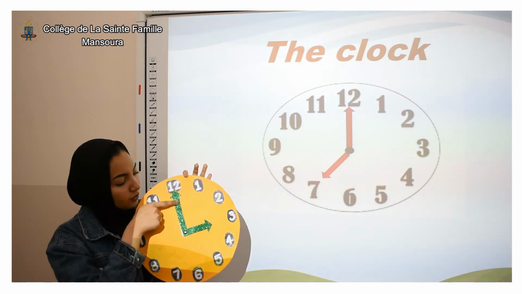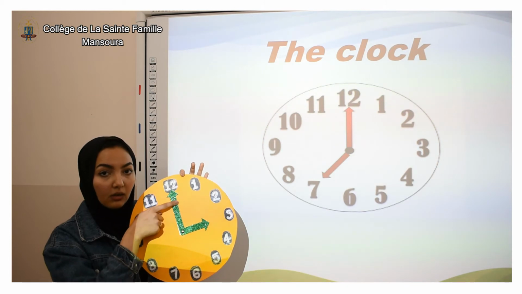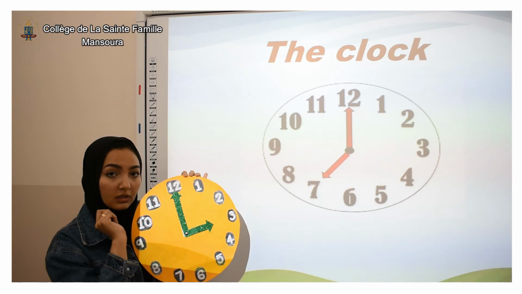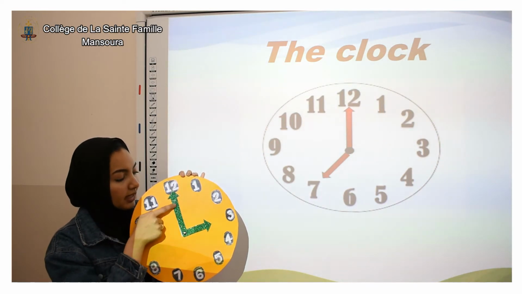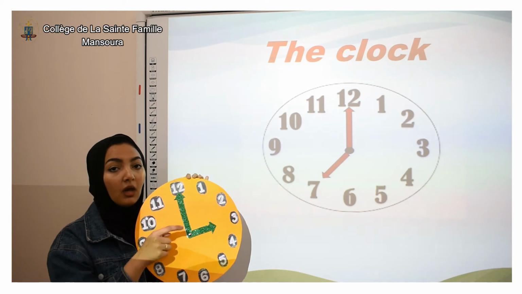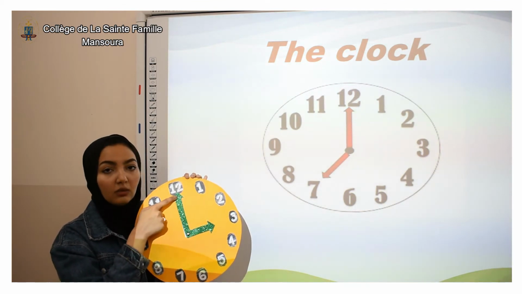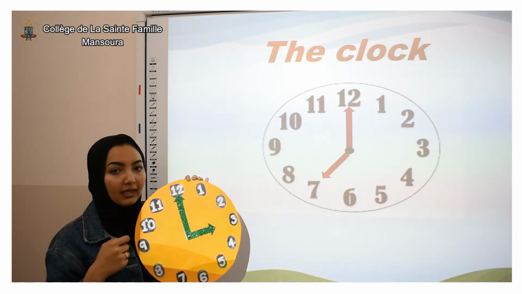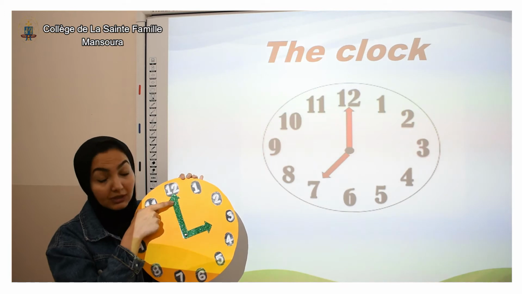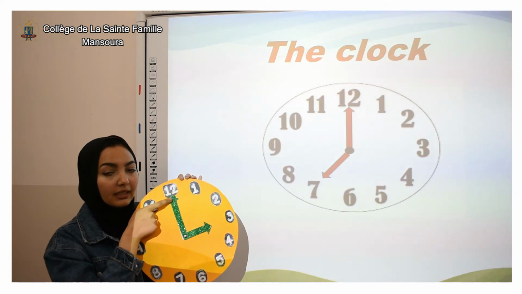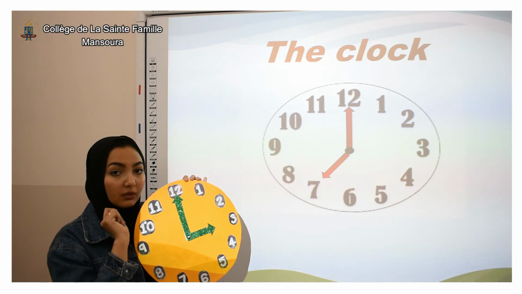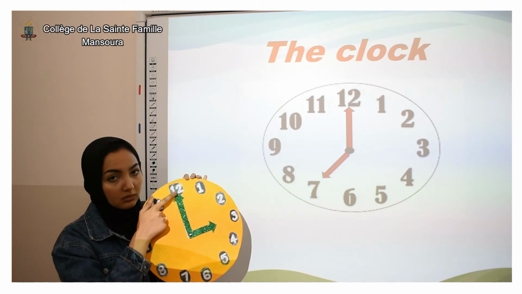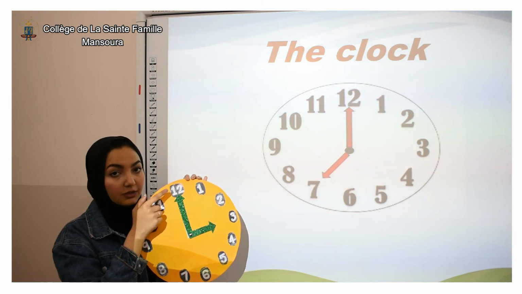Okay, let's move to this hand, the long hand. The long hand is on number 12. Yes, the long hand looks at number 12. When the long hand looks at number 12, you're going to say o'clock. Again, when the tall hand or the long hand is on number 12, you're going to say o'clock. Repeat after me, o'clock, o'clock. Now it's your turn.